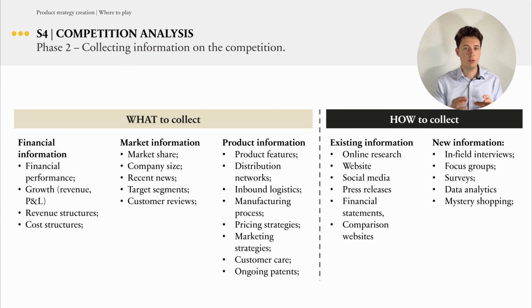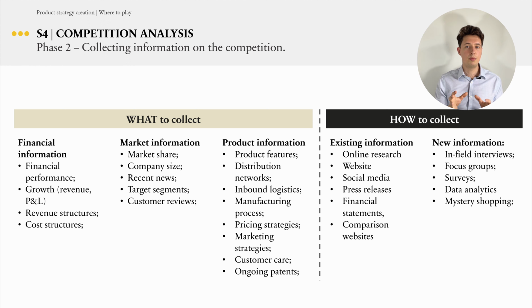Okay, so that was phase 1. Let's now go to phase 2, which was collecting information. You should research your competitors and gather information on their market share, products, pricing, marketing strategies, target market, customer satisfaction levels, and so forth. You can structure your research by splitting it up in multiple buckets, such as financial information, market information, and product information. But feel free to use any other structure if you want.